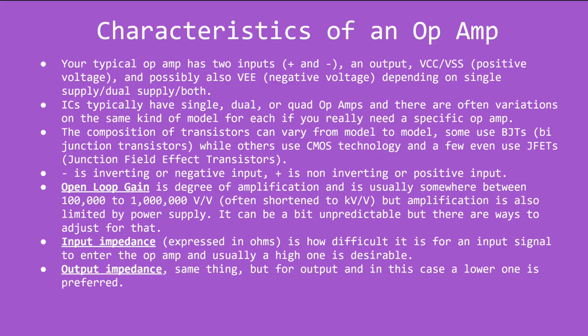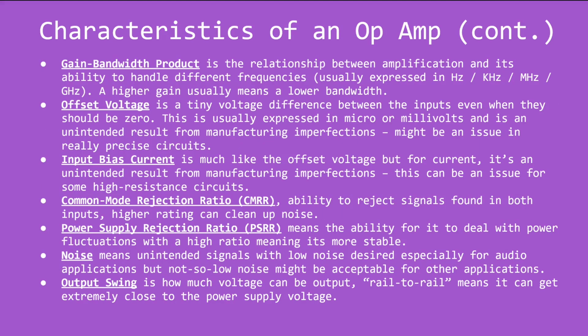Input impedance, that's measured in ohms. It's how difficult it is for the input signal to actually enter the op amp, and usually a high one is desirable. That way it blocks out low voltage noise, which could otherwise enter the signal. Output impedance, same idea, also ohms, but in this case, for output, you usually want a lower one. We also have the gain bandwidth product, which is a relationship between amplification and its ability to handle different frequencies, usually expressed in hertz all the way up to gigahertz in some cases. A higher gain usually means a low bandwidth, so there's always a trade-off.